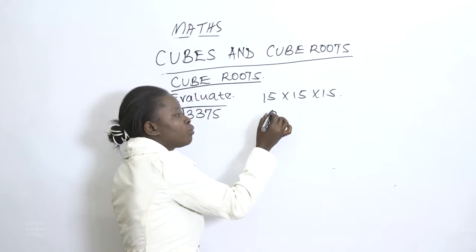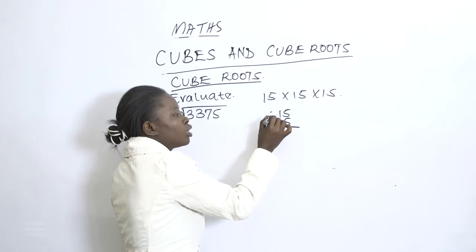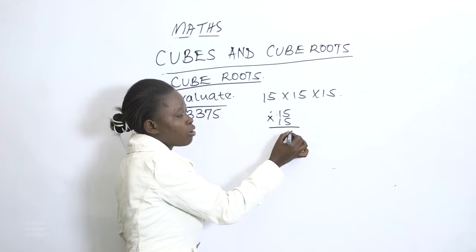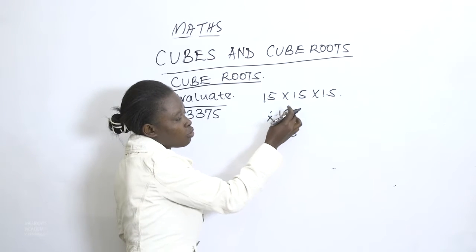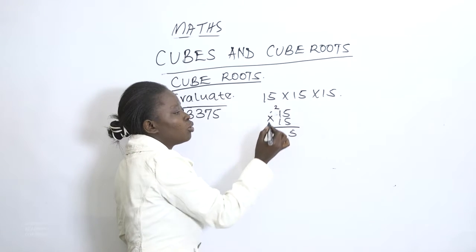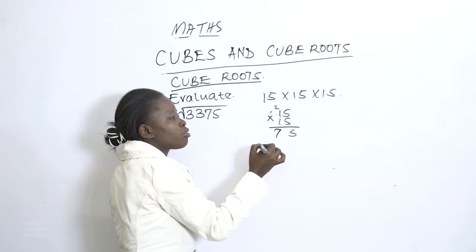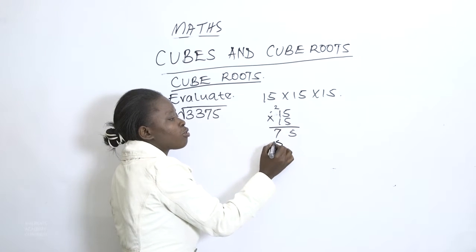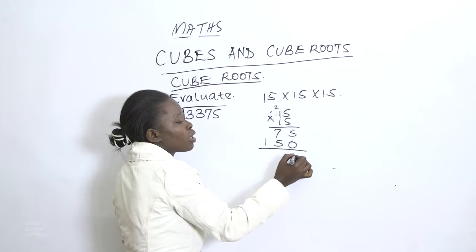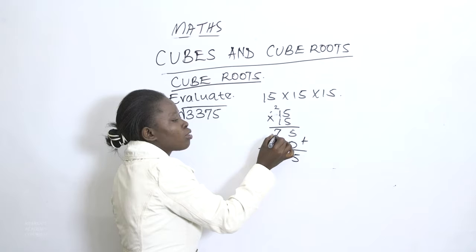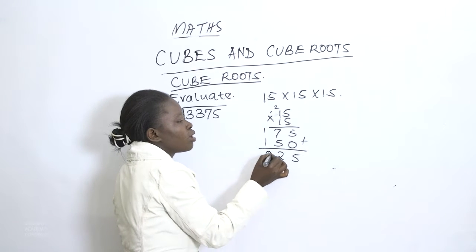15 times 15. I'm having 5 times 5, that is 25, so we write 5 carry 2. 5 times 1 is 5. 5 plus 2, we have 7. 1 times 5 is 5. 1 times 1 is 1. So when we add, we have 5 plus 0, which is 5. 7 plus 5, that is 12, carry 1. 1 plus 1 is 2.